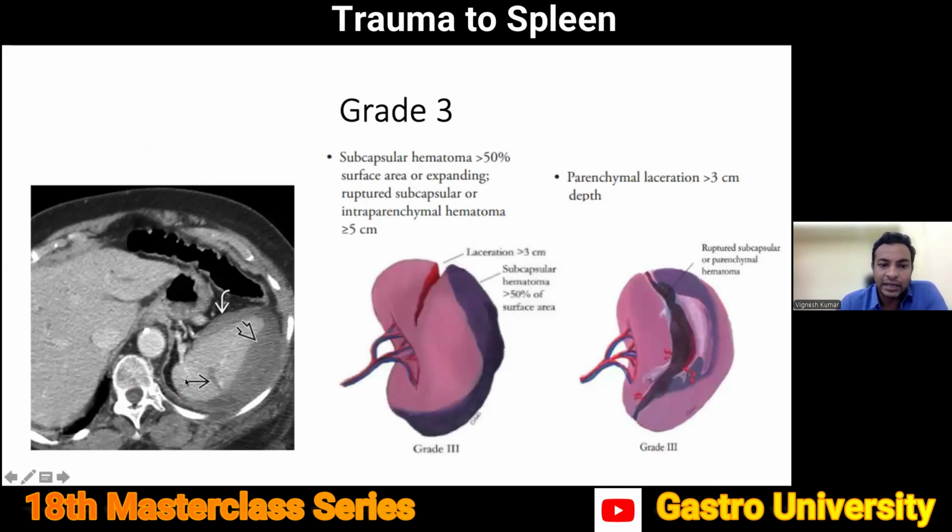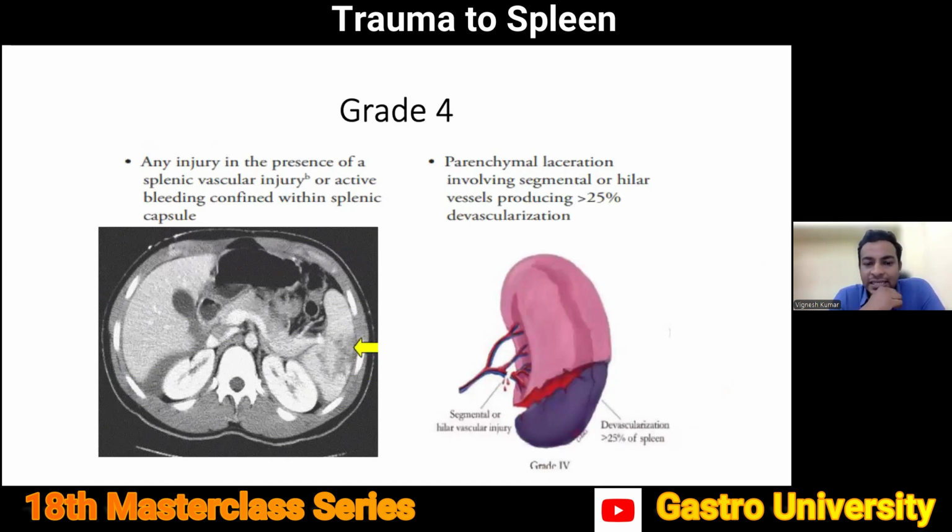So you can see the arrow pointed at a more than 3 centimeter laceration of the spleen, which is basically a grade 3 splenic injury. So this is a grade 4 splenic injury, and a grade 4 splenic injury is when there is the presence of a splenic vascular injury or an active bleeding. It is confined to the splenic capsule. Splenic vascular injury basically means a contrast leak. If it is confined to the splenic capsule itself, it is graded as a grade 4 injury. Or if there is a segmental parenchymal laceration with more than 25% devascularization of the spleen, it is a grade 4 injury.